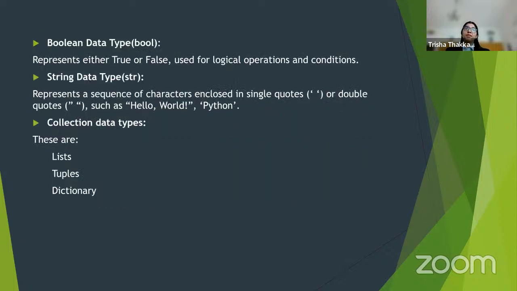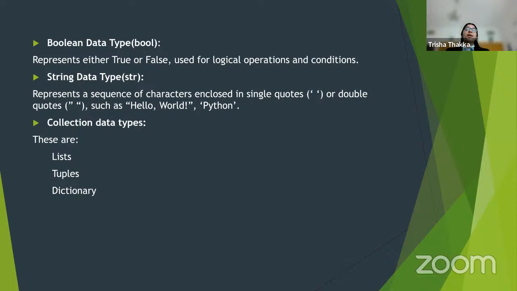Boolean data type. This represents either True or False, and it is used for logical operations and conditions. It is important to understand that the words True and False should have the first letter capitalized since Python is case sensitive. String data type. This represents a sequence of characters enclosed in single quotes or double quotes.